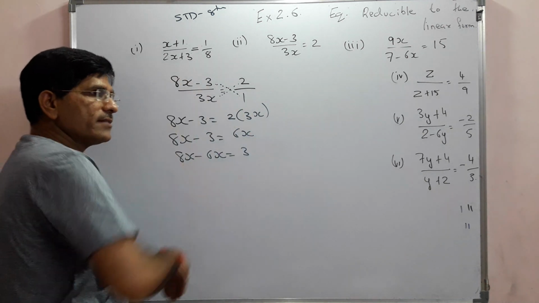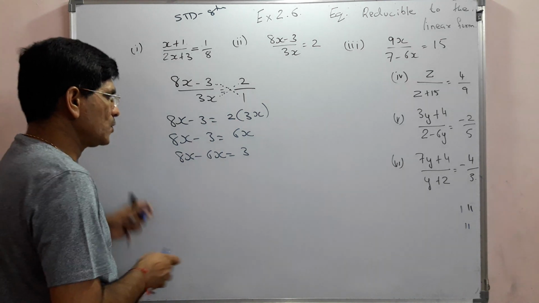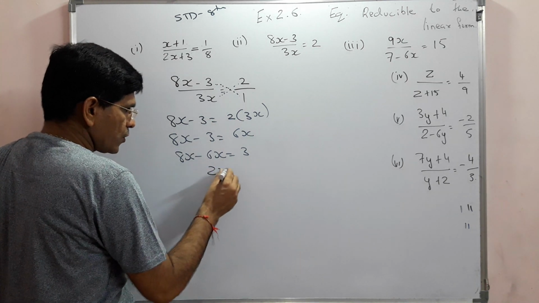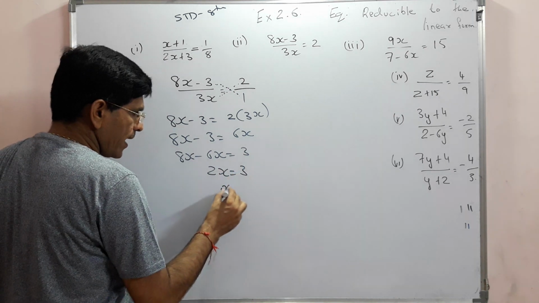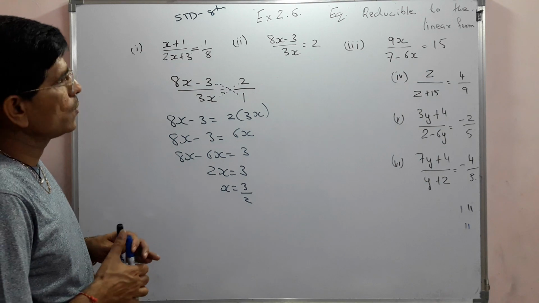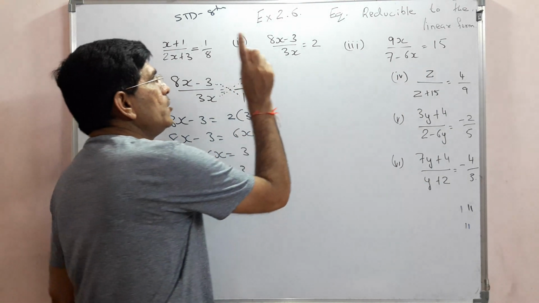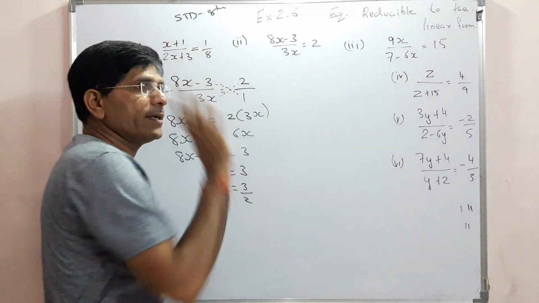So now again on the left hand side we have to make the variables, that is 8x minus 6x, that is 2x. So 2x is equal to 3. So x is equal to 3 by 2. So it is also easy. Same thing, you can also check by putting the value of x equal to 3 by 2 here.